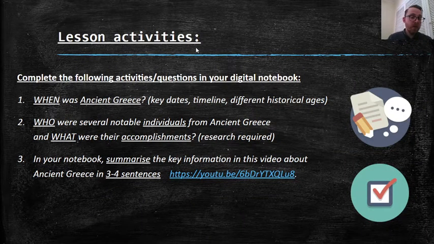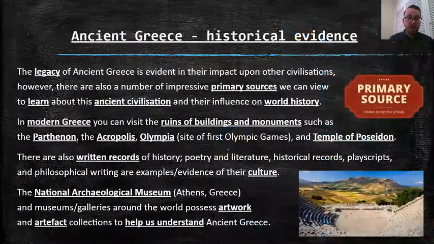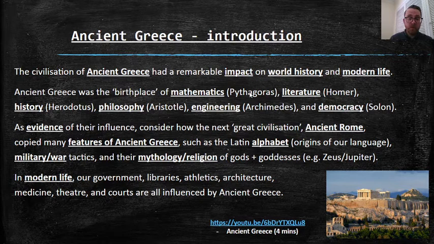Question 2. Who were several notable individuals from ancient Greece? And what were their accomplishments? So this one might require you to do a little bit of research. So what I'd like you to do for this question, using the timeline or using the list of people that I've given you on this side, I would like you to do a bit of research on who was Pythagoras, what did he accomplish? Or who was Archimedes, what did he invent, what did he create?